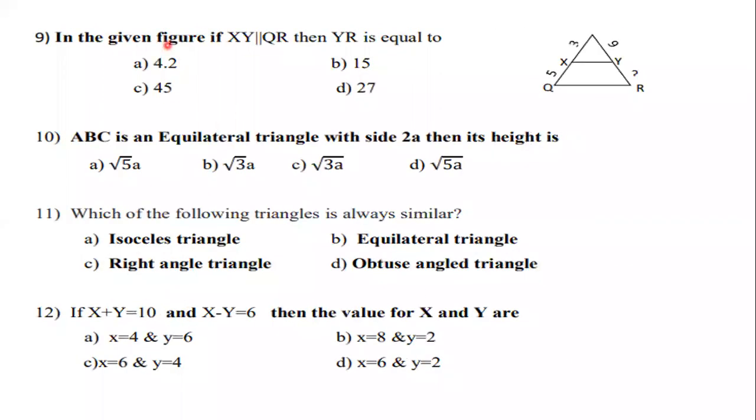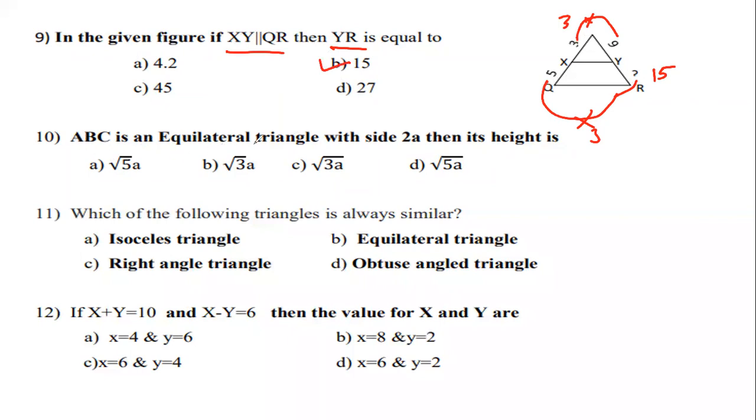Ninth question. Here, in the given figure, XY parallel to QR, then YR is equal to dash. You need to find out YR. Here they given 3. 3 3s are 9 because here they multiplied by 3. Similarly, here also multiply this one. 5 3s are 15. Which option is right? Option B is correct.